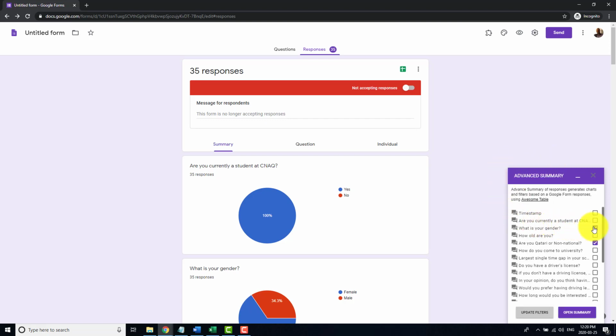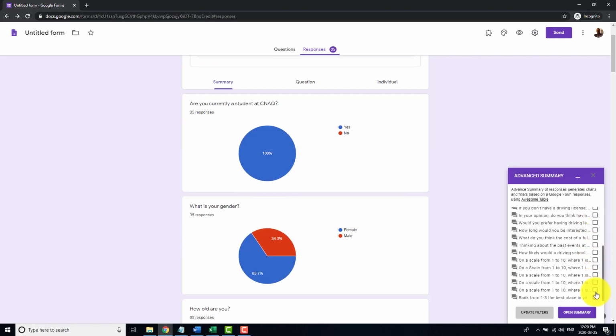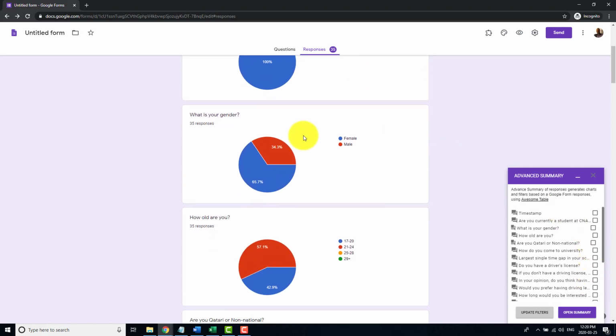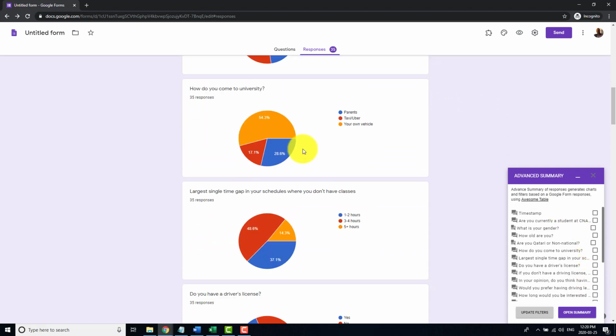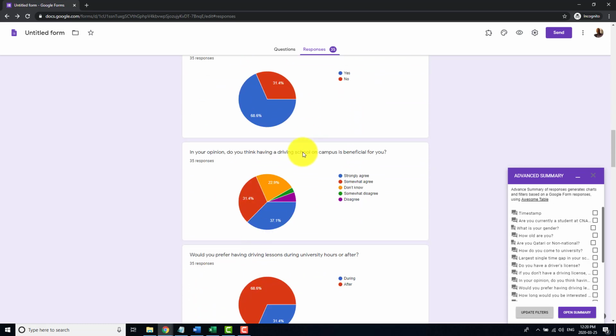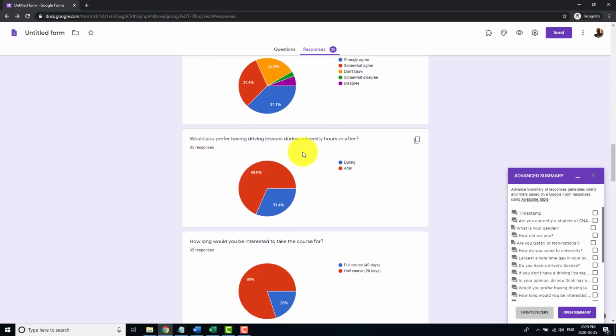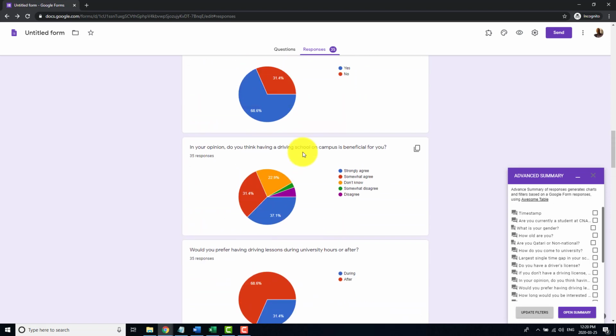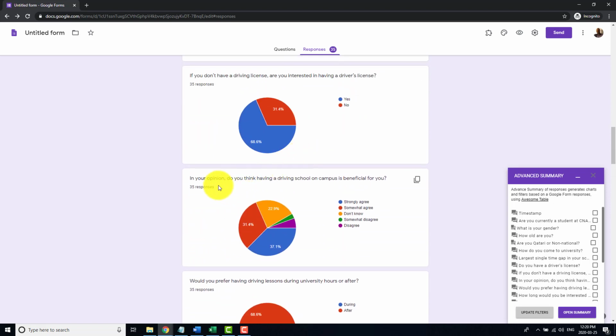Okay. And what we have to do, first, we unclick everything. Go down and unclick everything. Make sure it's all empty. Scrolling down our survey, we go to our MDP question. Just find your MDP question. In your opinion, do you think having a driving school on campus is beneficial to you? Okay, so we have 37% strongly agree, 31% agree.